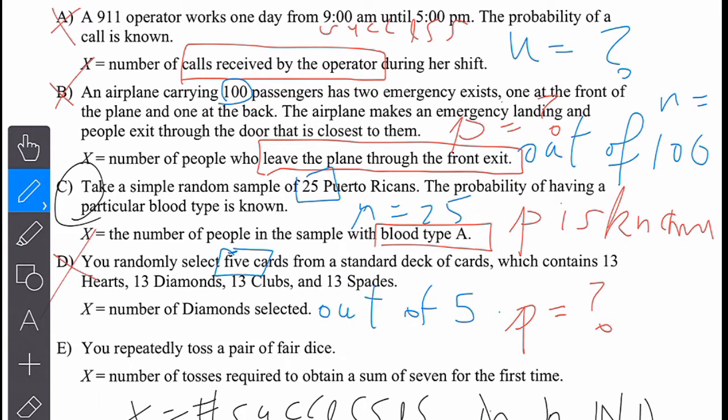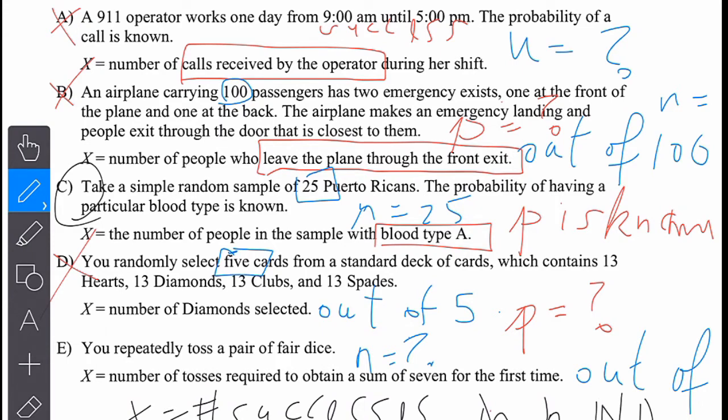Let's look at that statement. Let's begin with the statement and see if it's complete. Is it saying the number of successes in n independent trials? Number of tosses required to obtain a sum of 7 for the first time. Aha, so I can't even tag on "out of" at the end. It's very confusing. So there's no n. There's no defined fixed n. All right, I'm going to toss until I get what I'm looking for. That's not a binomial setting.